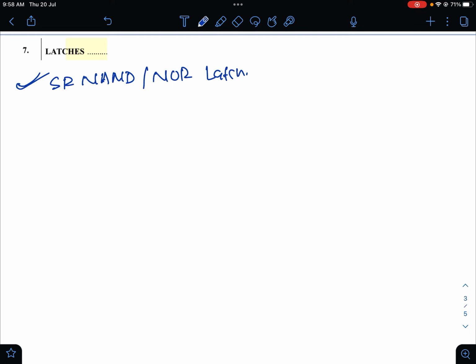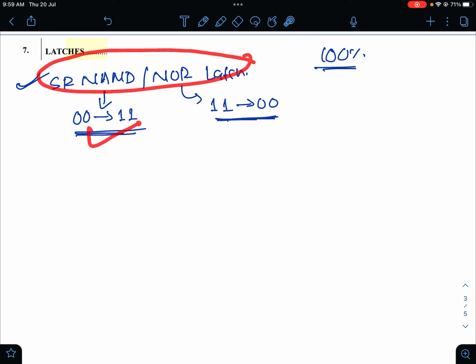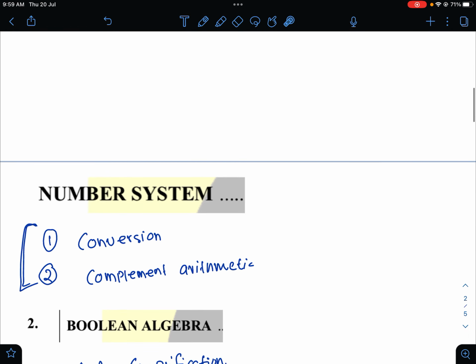And in the NAND latch, students, there is something known as 0 0 input followed by 1 1 inputs. And in the NOR latch, there is something known as 1 1 input followed by 0 0 input. So these are some special cases. If you see the questions of latch, 100% of the questions, I can tell you, will be based on the standard truth table of this latch or based on these particular special cases. 100% of the questions are framed on these concepts only in SR NAND latch, NOR latch.